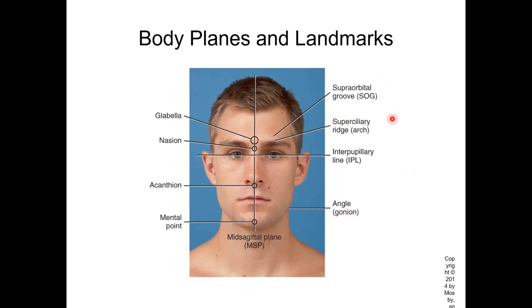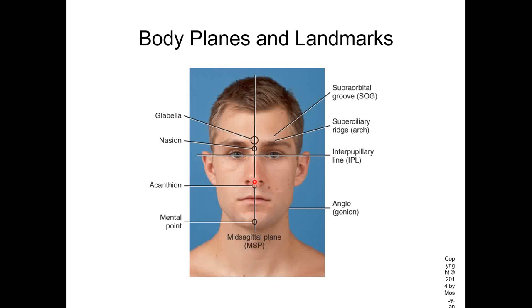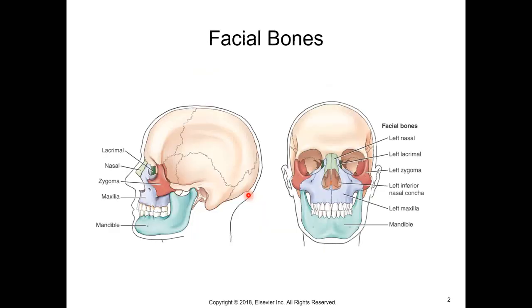I wanted to put this slide up because it is good for you to realize that some of your landmarks coincide with the junction of your bones. So for example, here you've got your nasion right there. And if you look back, you can see that the nasion is at the same level as where your nasal bones meet. Right? And then if you look at the acanthion, this is where your maxillae will meet or join together. And we'll go back and I'll show you that. Okay.